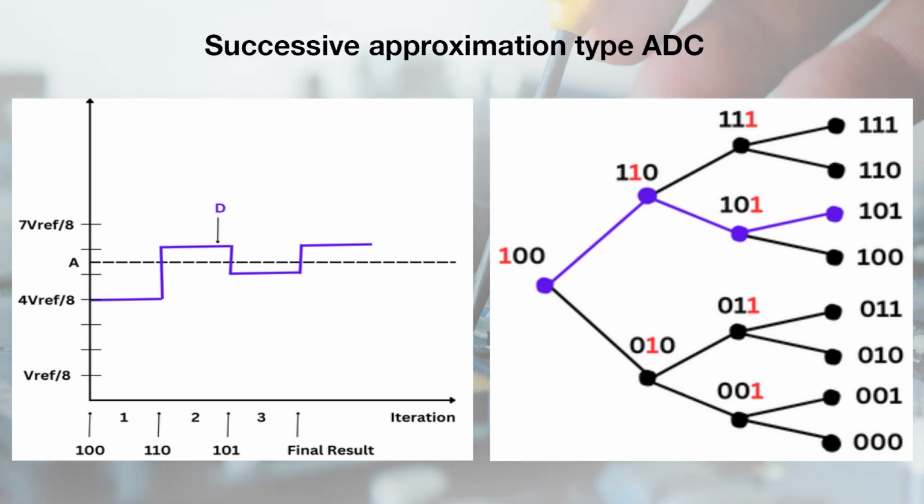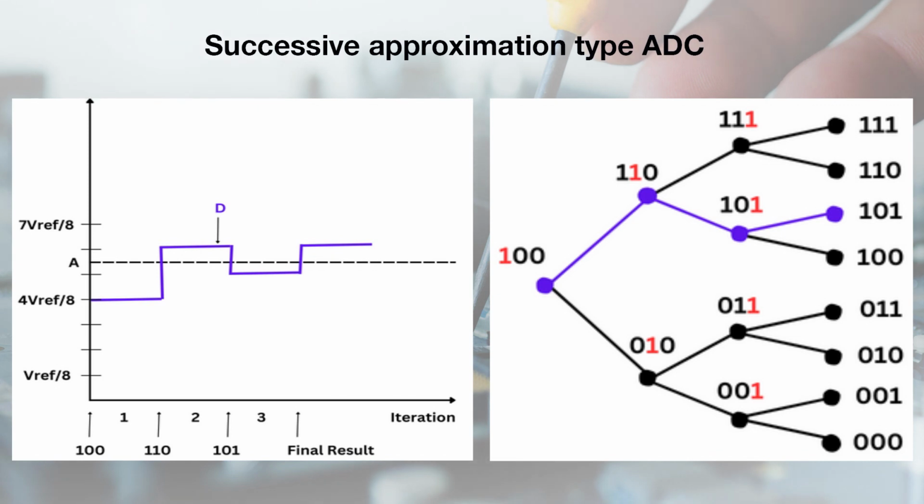When the comparator compares 6 Vref by 8 with input analog voltage A, the comparator gives output low, because at this instant analog input is less than 6 Vref by 8, as we can see in the diagram. So, the second bit is reset to 0 and the next bit, that is LSB, is set to 1. So, SAR output becomes 1 0 1.